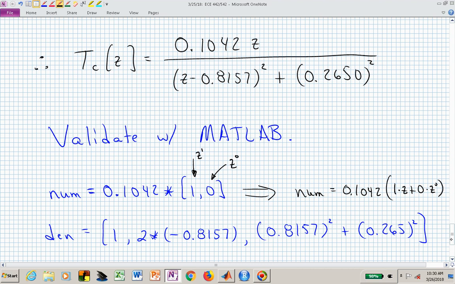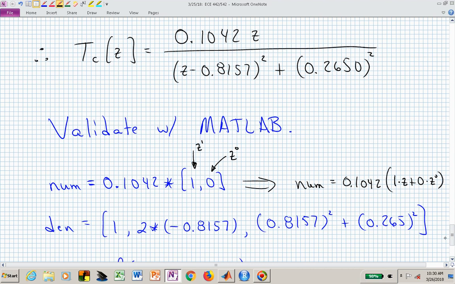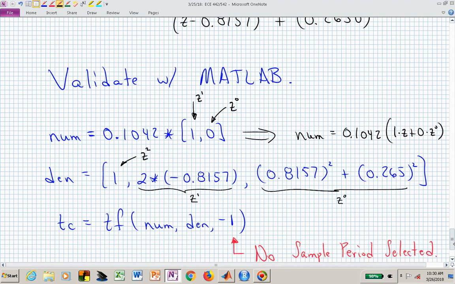The denominator we're going to generate the same way. Here, this corresponds to z squared's coefficient. This is the z to the 1 coefficient, and this is the constant in our denominator, which is just the real part squared plus the imaginary part squared, or it's the radial distance away from the origin. It's the hypotenuse in this right triangle defined by the z delta locations.